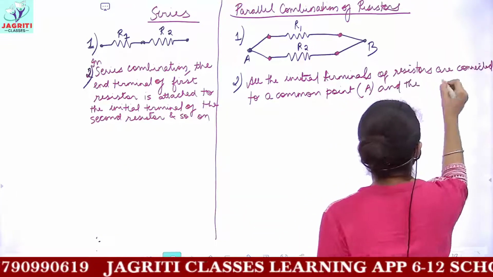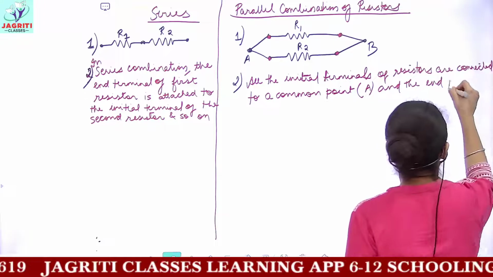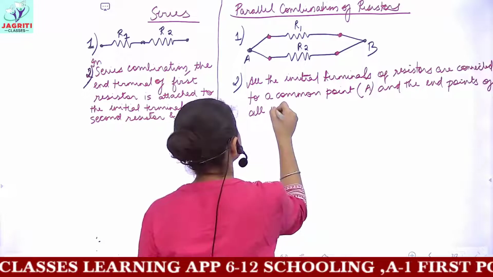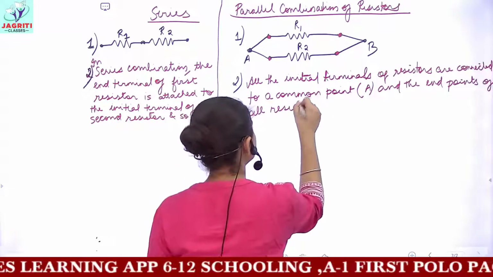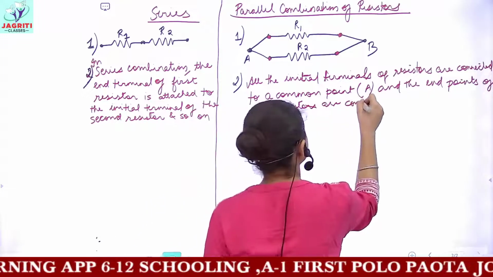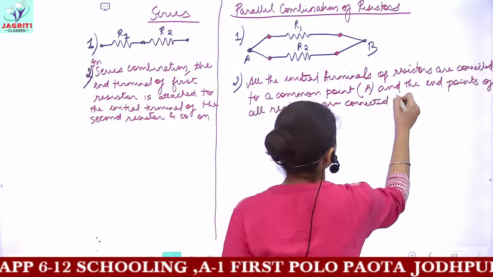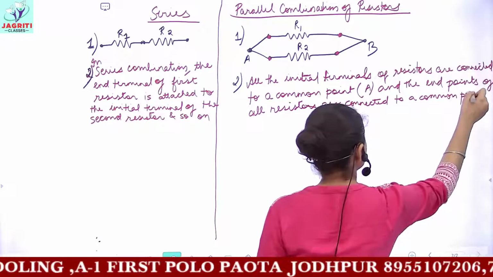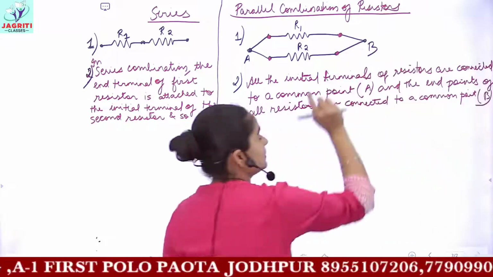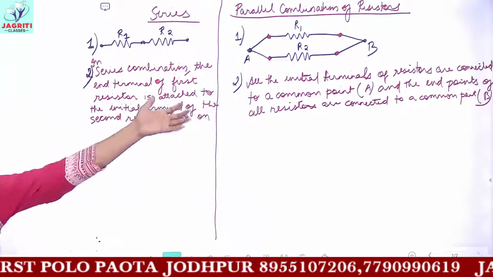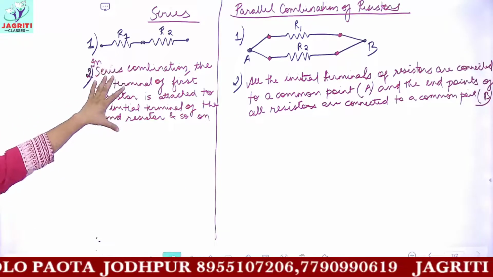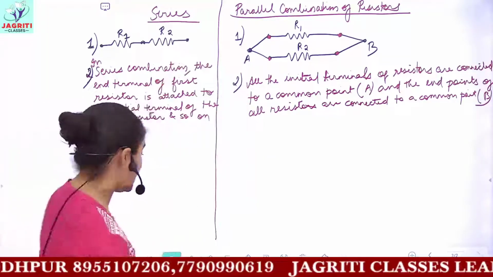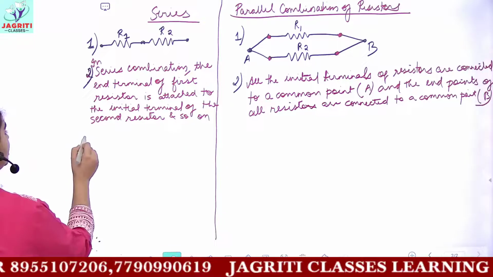and the end terminals or end points of all resistors are connected again to a common point, and this common point is represented by point B here. So this is the difference. In this way you can define series and parallel combination, and then you can represent them diagrammatically. I hope this is clear. Then we will be doing the third point.